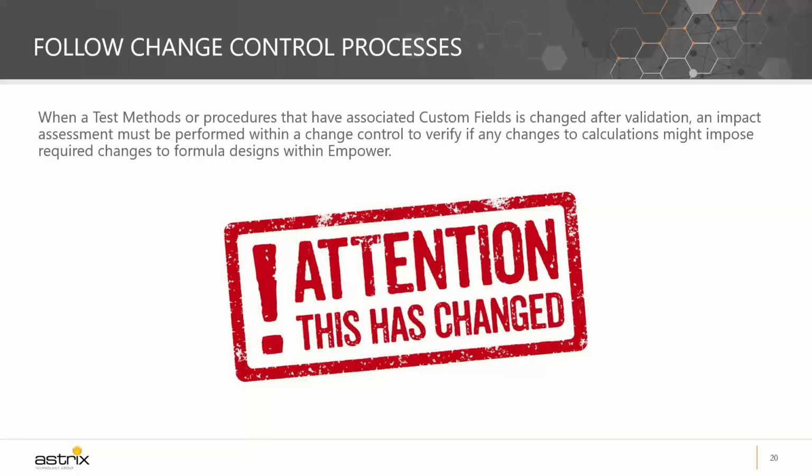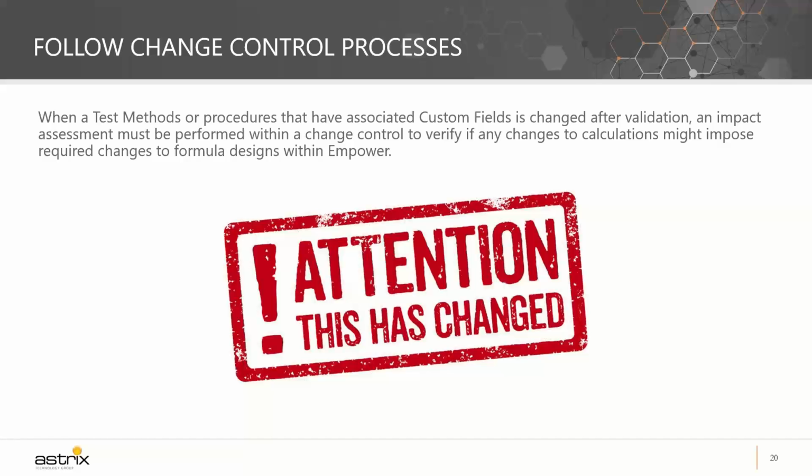Another thing to make sure that your calculations are doing what they're meant to do: follow change control processes. So when a test method or procedure that has associated custom fields is changed after validation, I'm not just talking about the formulas, but let's say the analytical method changed for some reason, and that changes the limits of your test or the way you should calculate things. Now you not only need to pay attention to what you need to change on your methods, but also on the calculations that are created on Empower.